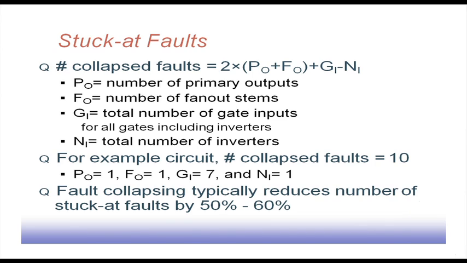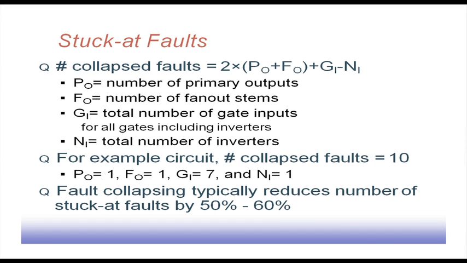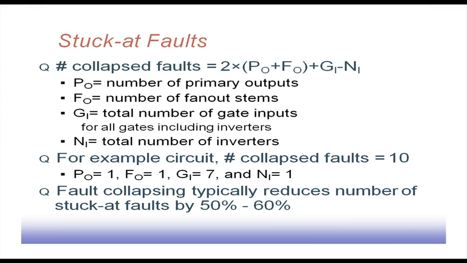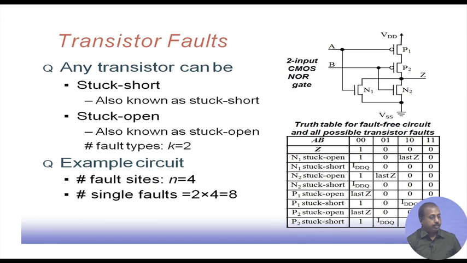Fault collapsing is very important, because it can reduce the number of faults by 50 to 60%. That is a huge saving. If we have a big circuit with a large number of lines, gates and fan outs, the number of faults will be very high. If we consider the collapsed fault set, then the faults may come down to 50% of the original. As a result, it can reduce the number of faults significantly.